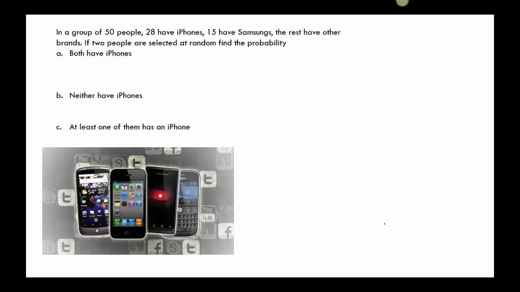Okay, so let's stick with this idea of just moving on, and let's say instead I moved on from taking a test to looking at people's cell phones. So let's say I had a group of 50 people, and I found out 28 of them have iPhones, 15 have Samsungs, and the rest have some other brand. So let's pick 2 of them at random and figure out the probability. A, they both have an iPhone. B, neither one of them has an iPhone. And C, at least one of them has an iPhone. Okay, so let's fill these in.